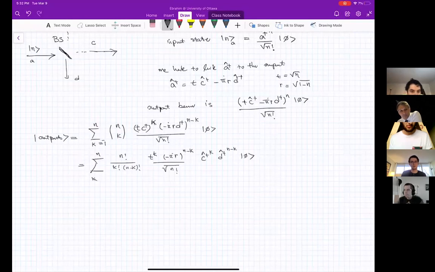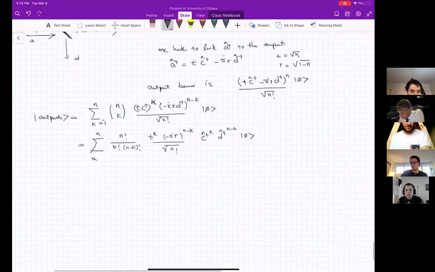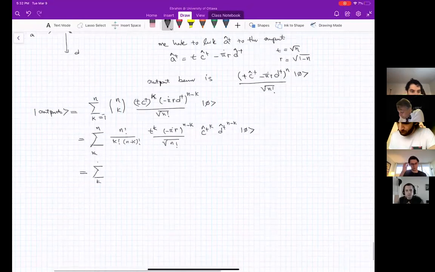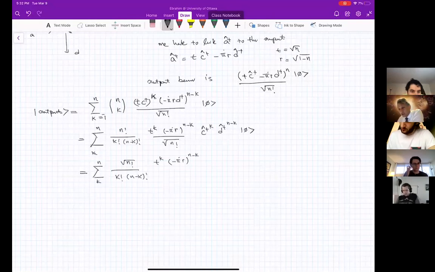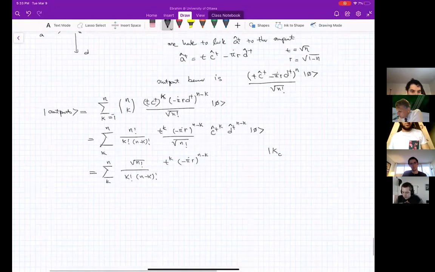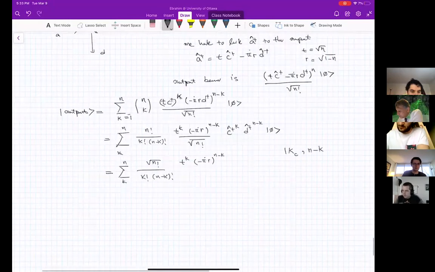Good? Okay. Then what we get here is a summation over K until n, which becomes n factorial over square root of n factorial, then K factorial n minus K factorial, then T to the power of K, minus IR to the power of n minus K. Then C dagger to the power of K acting on vacuum will give you K photons in the mode of C, and the other one will give you n minus K in the mode of D.